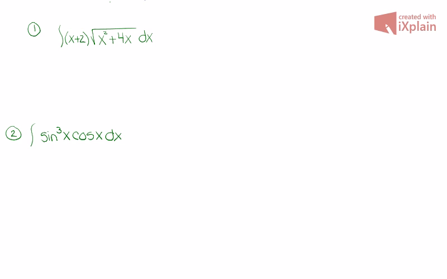U-Substitution is the integration counterpart for chain rule for derivatives, and the idea behind it is that you take a complicated looking integrand and you make it much simpler by making a substitution in for one or more of the pieces. If we look at the first example, we have the integral of the quantity x plus 2 times the square root of x squared plus 4x dx.